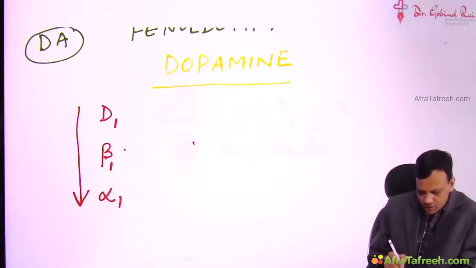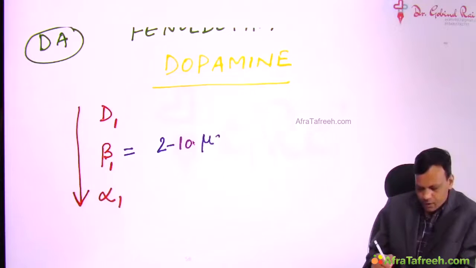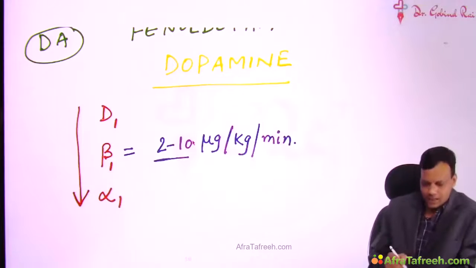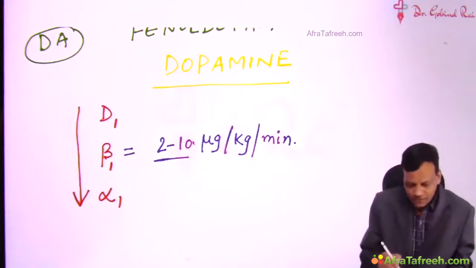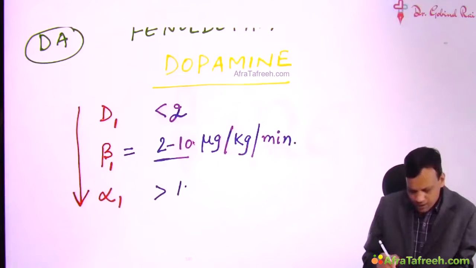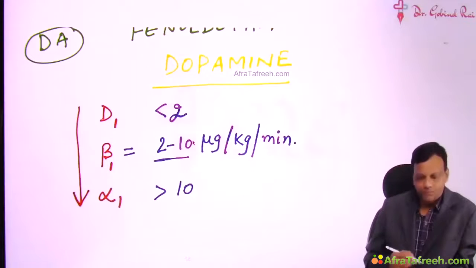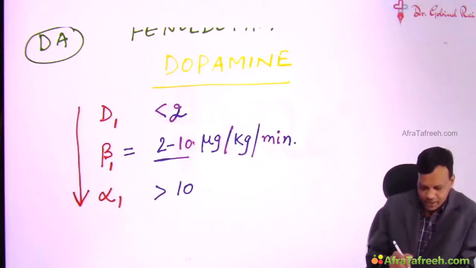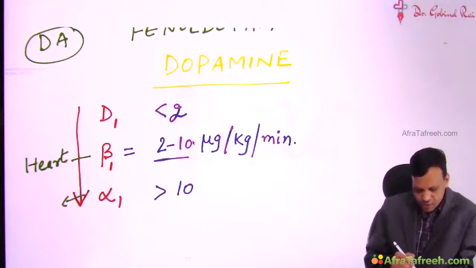The dose of dopamine for stimulation of beta 1 receptors is 2 to 10 microgram per kg body weight per minute. So if we give dopamine infusion at a rate of 2 to 10 microgram per kg body weight per minute, it can stimulate beta 1. That means if we give less than 2, it will stimulate only D1. If we give more than 10, it can stimulate all three receptors. Now we already discussed beta 1 and alpha 1. Beta 1 is mainly present in the heart and alpha 1 is mainly present in the blood vessels to cause vasoconstriction.